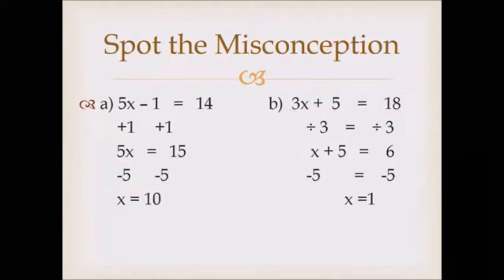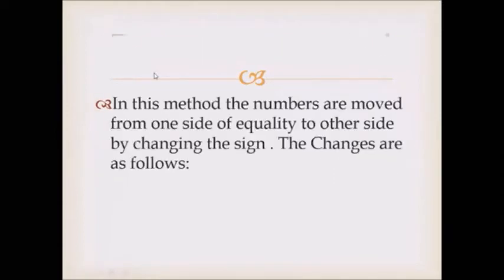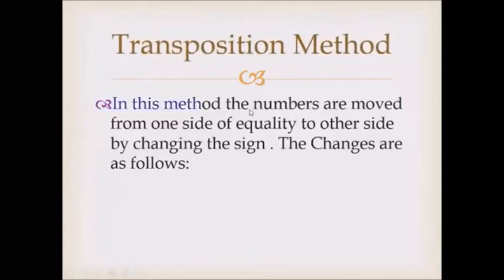Okay. Now the second method is the transposition method. This is the updated version of the balancing method, right? In the transposition method, the numbers are moved from one side of the equality to the other side by changing the sign. That means if one number is moved from one side to the other, whether it is LHS to RHS or RHS to LHS, it keeps on changing the sign. So the changes are as follows: plus changes to minus.